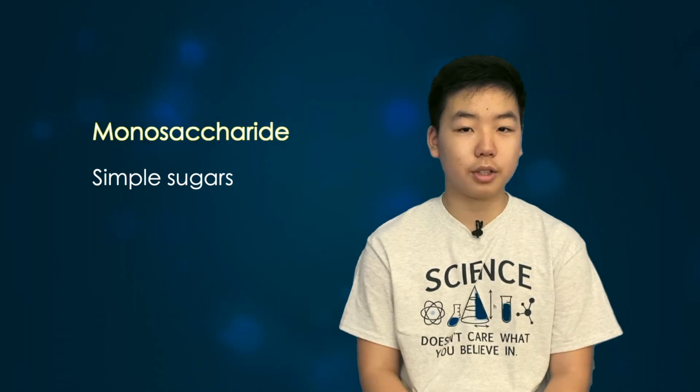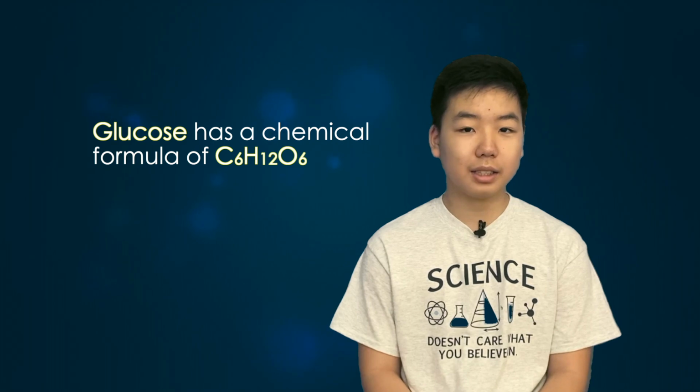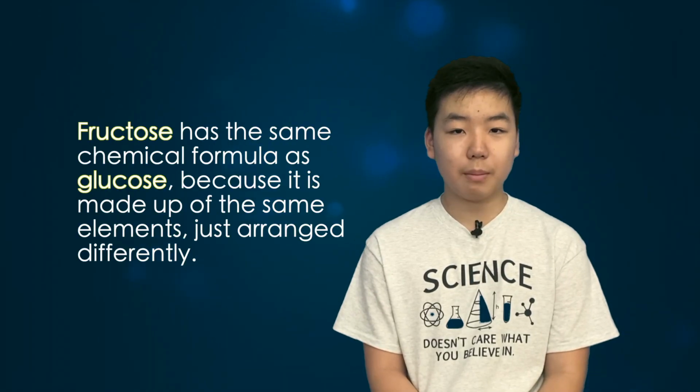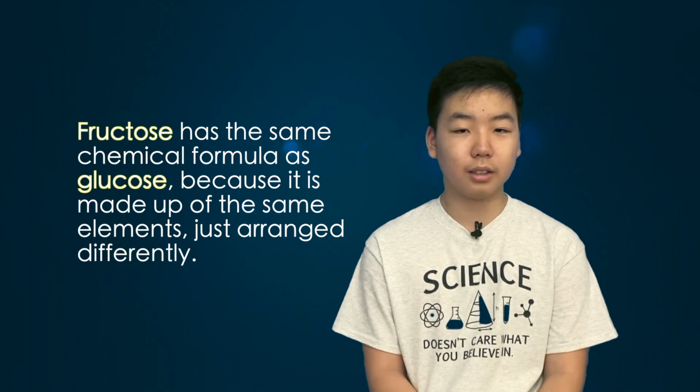Carbohydrates are made up of sugars, generally monosaccharides, which are simple sugars. One example of a simple sugar that you are all probably familiar with is glucose. As most of you know, glucose is a byproduct of photosynthesis, so the sun's energy is used to make glucose. Its chemical formula is C6H12O6. There also happens to be another monosaccharide with the same chemical formula, fructose. Fructose has the same chemical makeup as glucose, but the elements are arranged a little differently. These little differences make fructose much sweeter than glucose.